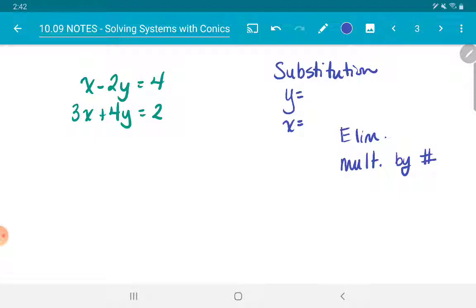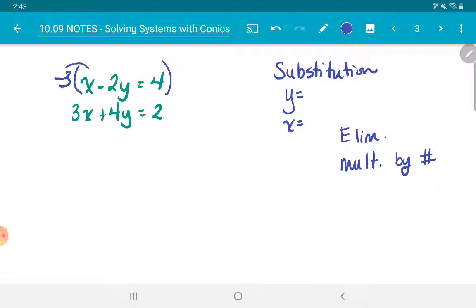So if we look at our problem here, we have x minus 2y equals 4 and 3x plus 4y equals 2. We could either multiply this first equation by -3 so that the x's are opposites, or we could multiply the first one by +2 to make the y's opposites. It does not matter, just pick one and go with it. So I'm going to multiply by -3.